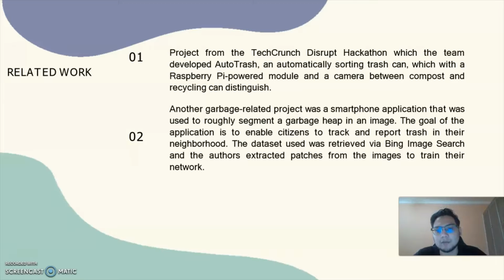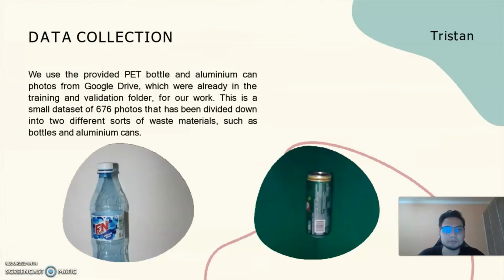The data set used was retrieved via Bing image search, and the author extracted parts from the image to train their network. For the data collection, we used the provided PET bottle and aluminum can photos from the Google Drive, which were already in a training and validation folder. For our work, this is a small data set of 676 photos that has been divided into two different classes of waste material, such as bottle and aluminum can.